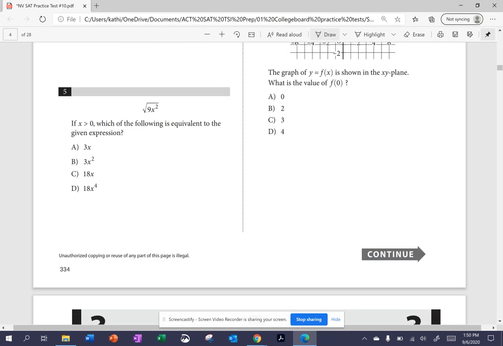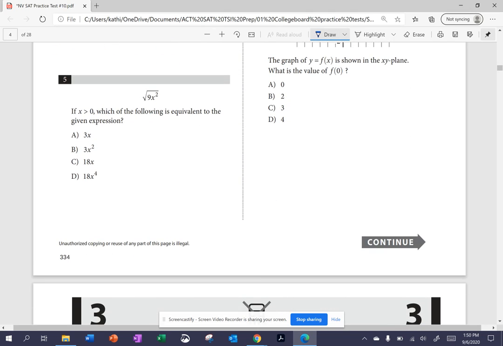Number 5. If x is greater than 0, which of the following is equivalent to the given expression? The index is not shown, so it is 2. So rewriting this, I know I could rewrite this as 3 times 3 and x times x. For a square root function, I take 2 out from under the radical. So this becomes 3x.